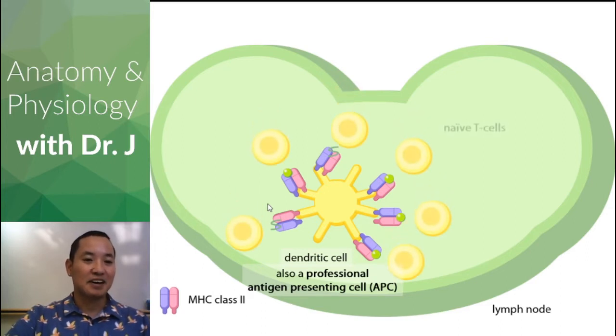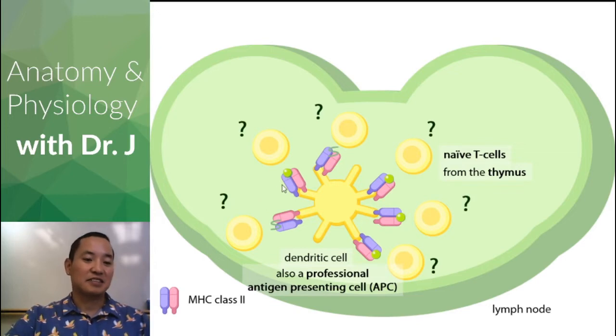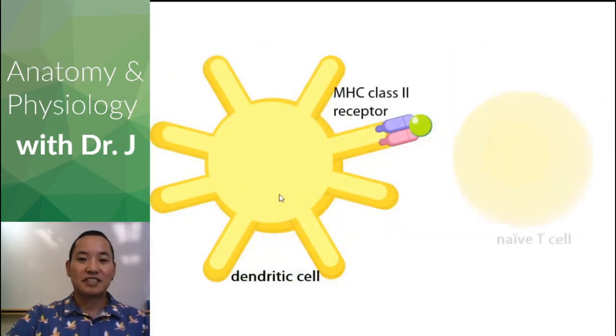So again, remember, naive T cells and B cells are waiting in these lymph nodes, or also in your circulatory system, but actually in the lymph nodes. So what's happening here is that these naive T cells from the thymus, the professional APC is going to screen these T cells and see if any of them recognize the antigens they found. So if there is a match, what happens?